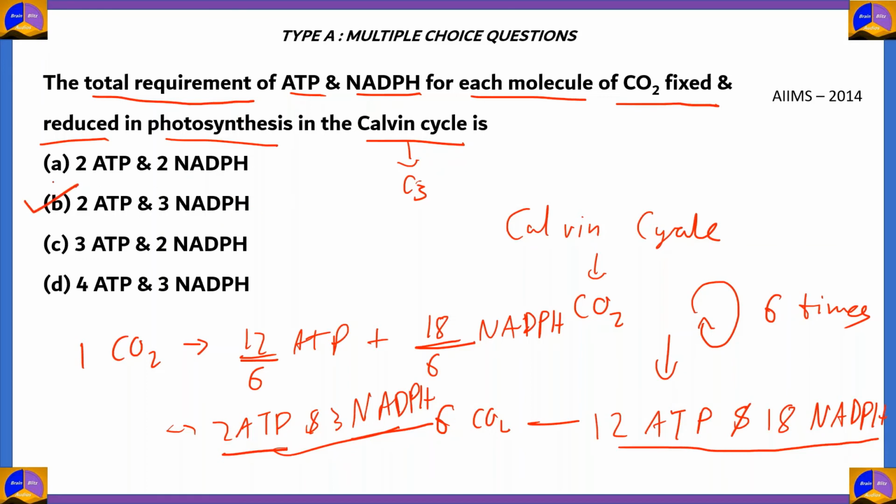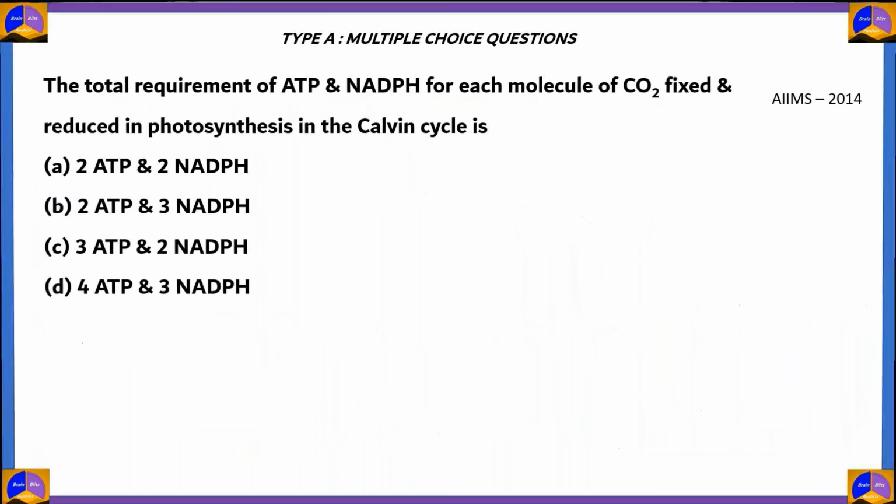In option A, the number of NADPH is wrong. In option C, both numbers are wrong. In option D, both the amount of ATP and NADPH are wrong. So therefore, the right answer is option B, 2 ATP and 3 NADPH. This is the requirement for one molecule of fixed and reduced CO2 in photosynthesis.